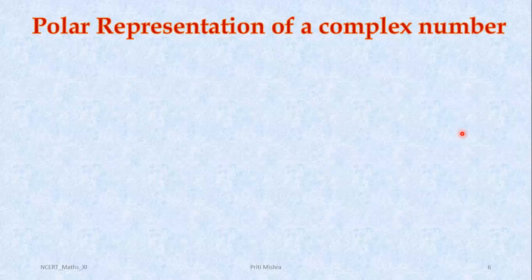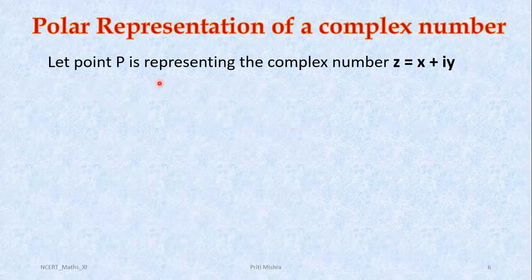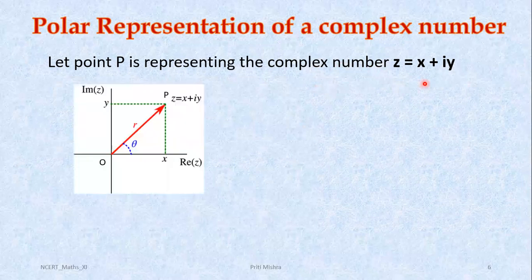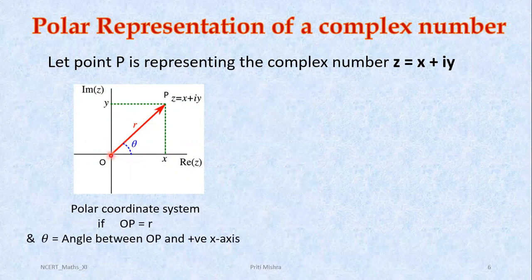Now let's find out what is the polar representation of a complex number. So let point P represent the complex number z equals x plus iy. I have explained in my last slide how we can represent a complex number x plus iy in the form of an ordered pair, and how we can plot it in the Argand plane. So this is the representation of a complex number. Now for the polar coordinate system, if this distance OP is equal to r, and the angle between the real axis and the line segment OP is theta, then in terms of r and theta, we can write this complex number z equals x plus iy.